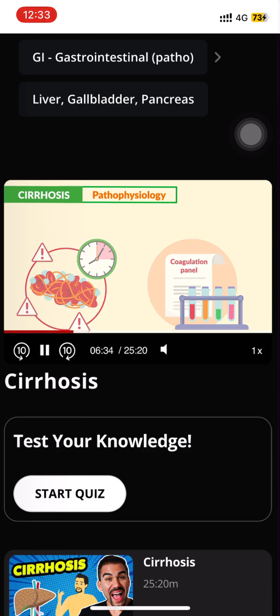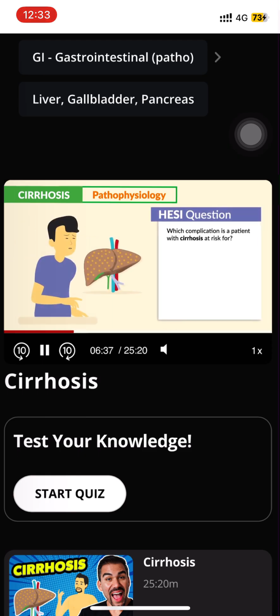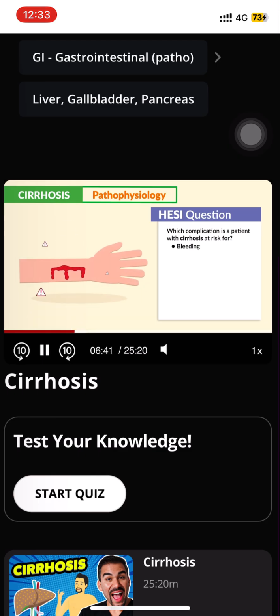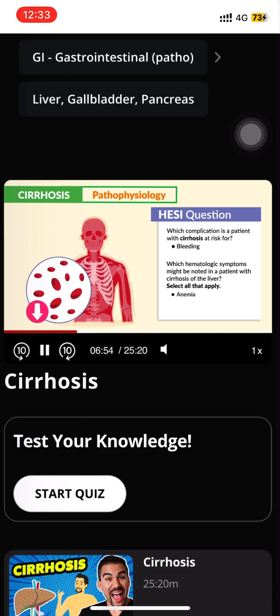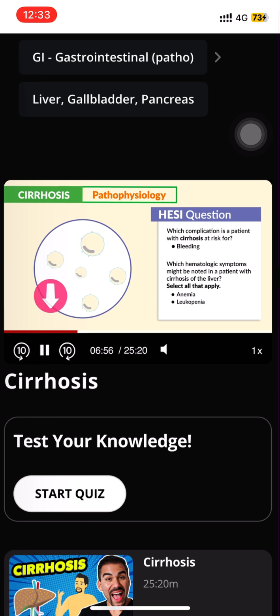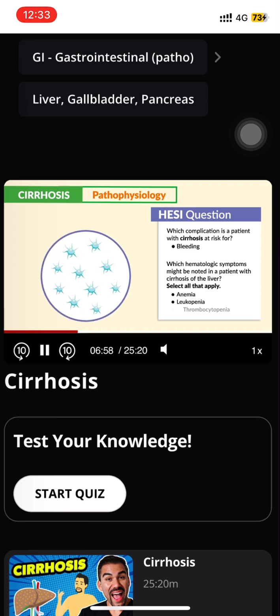So Hesi mentions, which complication is a patient with cirrhosis at risk for? And the answer is bleeding. And another question, which hematological symptoms might be noted in a patient with cirrhosis of the liver? Select all that apply here. Anemia, low blood volume, leukopenia, low white blood cells, and a big one here, thrombocytopenia, low platelets under 150,000.